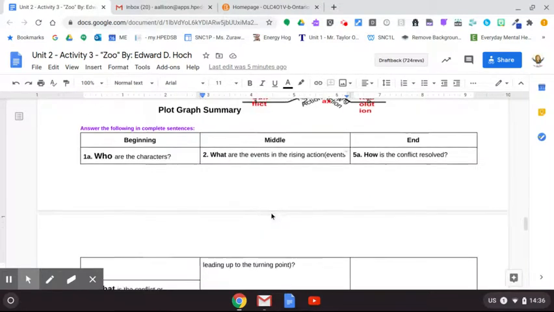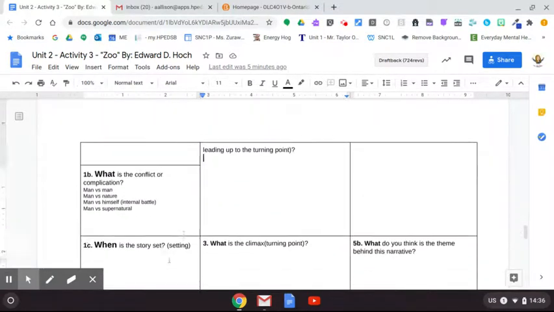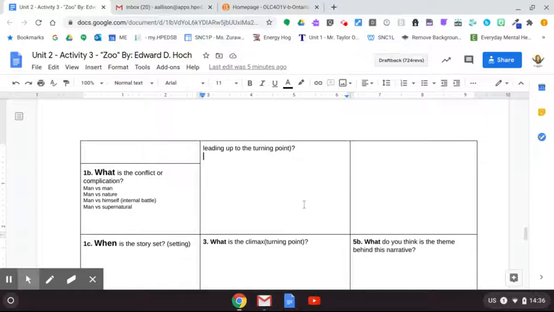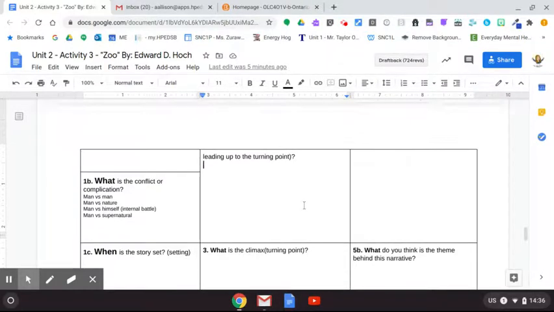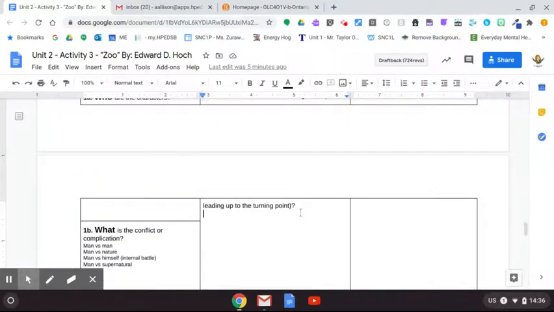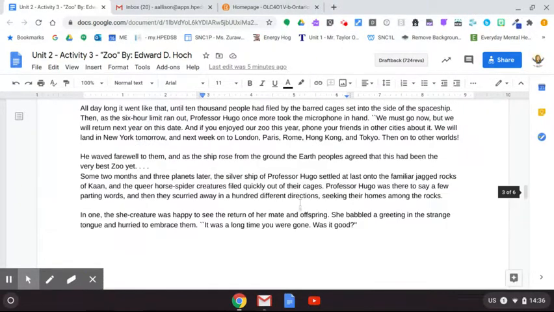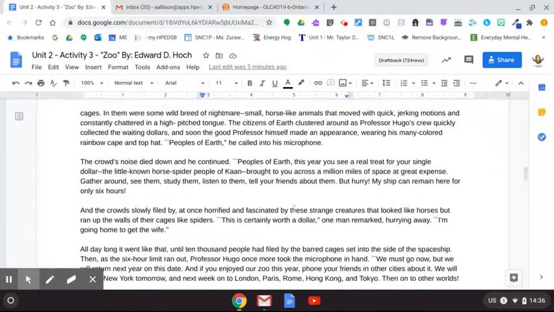So when you're thinking about the rising action, you've got to think about everything that happens until the point at which the people of Earth actually see the spider people. So let's keep moving.